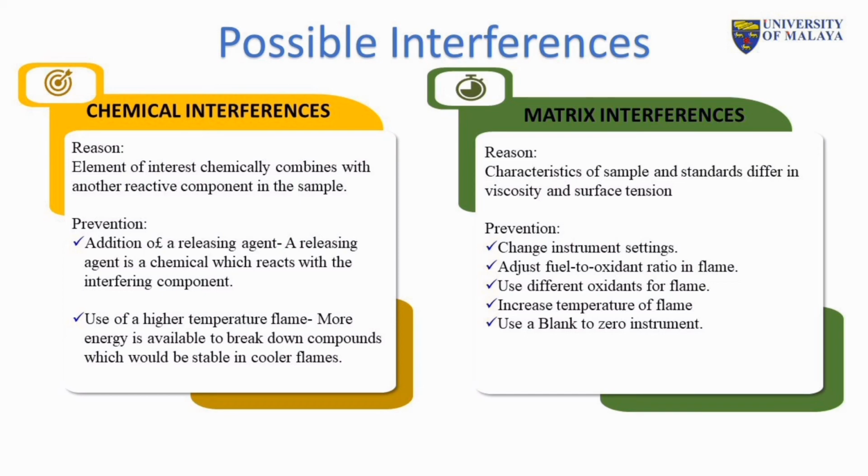So chemical interference can be controlled in two ways. The first one is by the addition of a releasing agent. A releasing agent is a chemical which will react with the interfering component. So it is basically a cation that will react with the interfering anion and makes the element of interest freely available. Alternatively, we can also use a higher temperature flame. This is because more energy is available to break down the compounds, which would be stable in cooler flames.